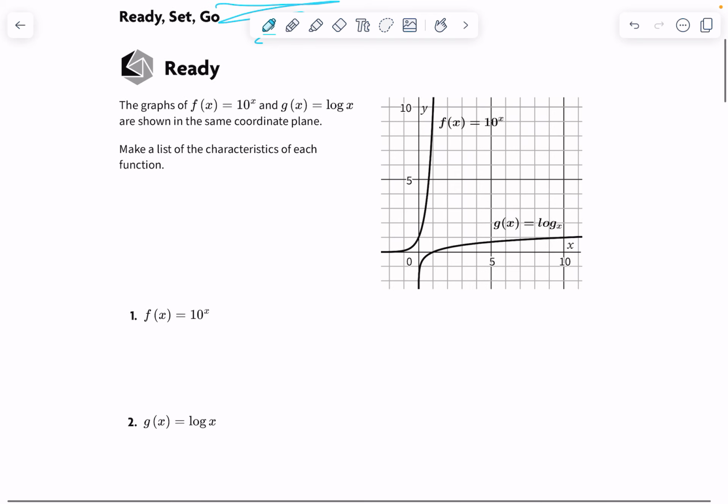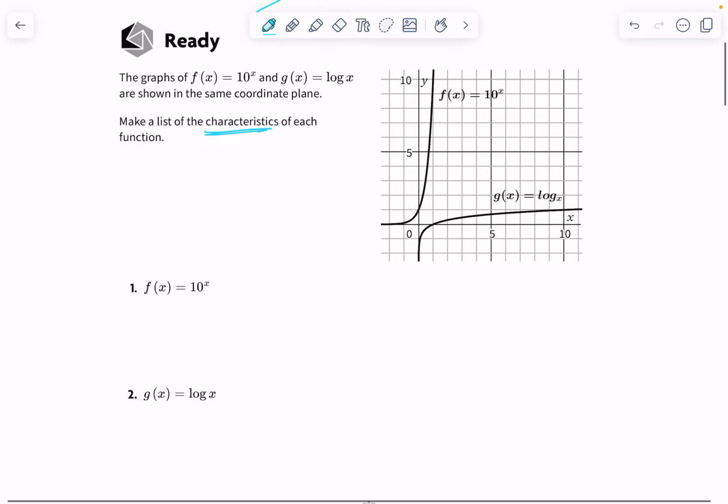Okay, so the graphs of f of x and g of x, right? We see we have an exponential function and a logarithmic function. It says to make a list of the characteristics of each function.